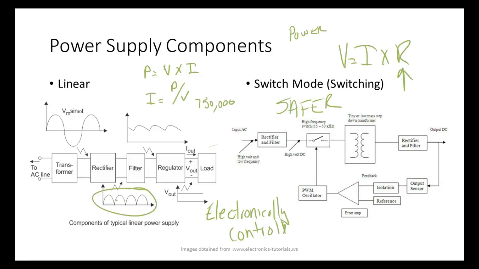Then they run it to a what? Transformer. But if you ever looked inside a switching power supply, this transformer is a tiny little thing. Why? Because high frequency is more what? Efficient for transformers. They can have a lot fewer turns. Then we run it into a what? Rectifier circuit. Then we sense the output, and it's used to control the pulse width modulation. So a switching power supply is a lot more efficient, but they're basically impossible to fix.